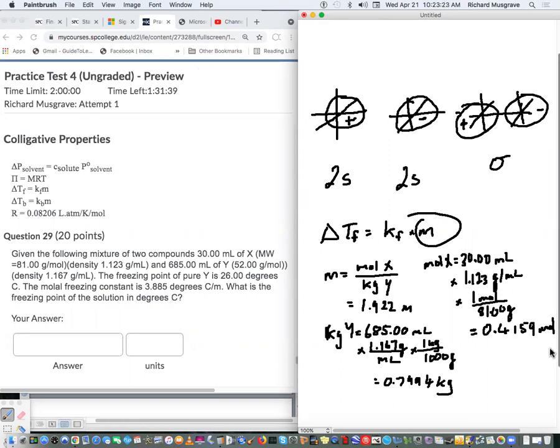All right, so we've got the m value now, so we can calculate the, let's see what we've got, 3.885 degrees Celsius per molal times the molality, which is, sorry, not 0.79, it's 1.922.